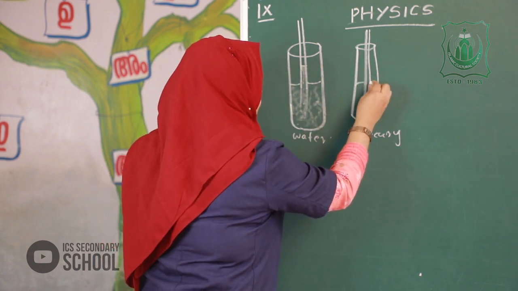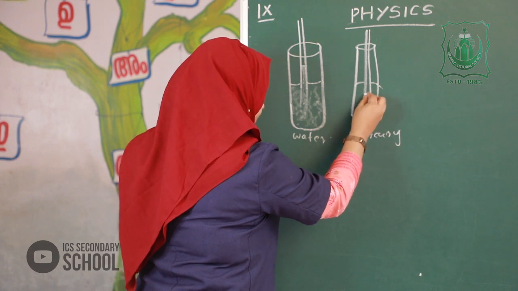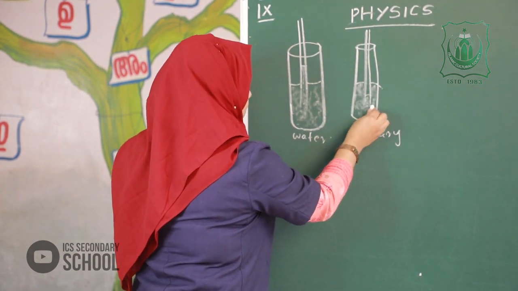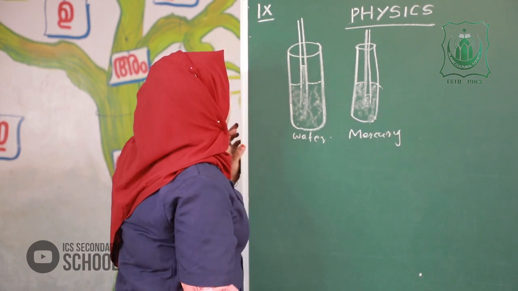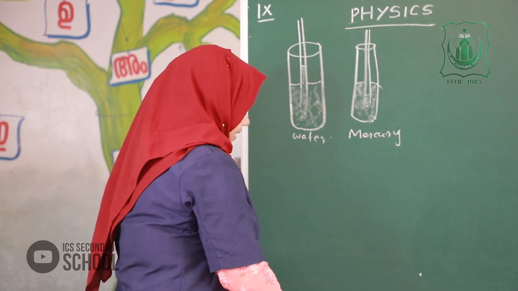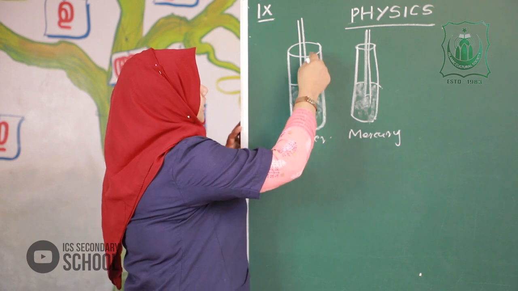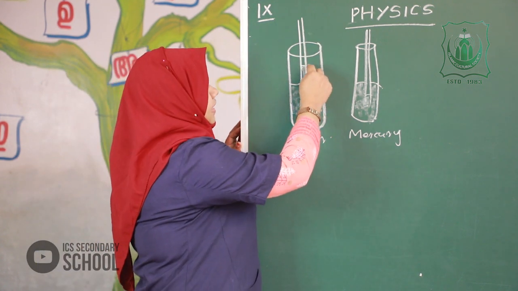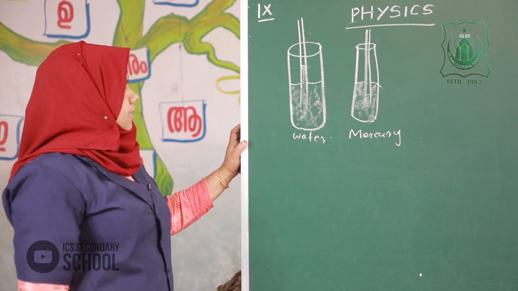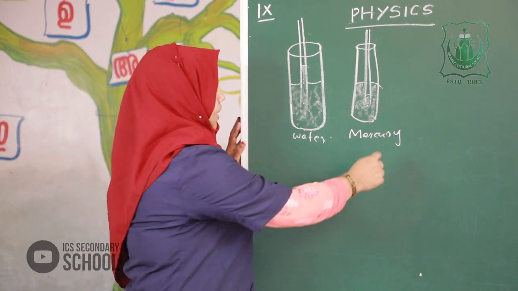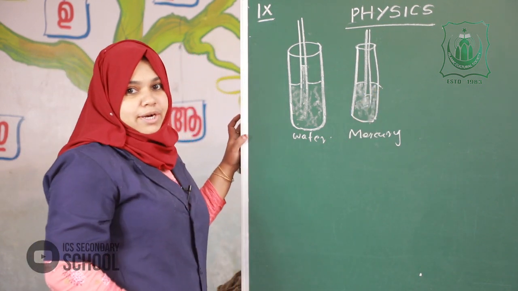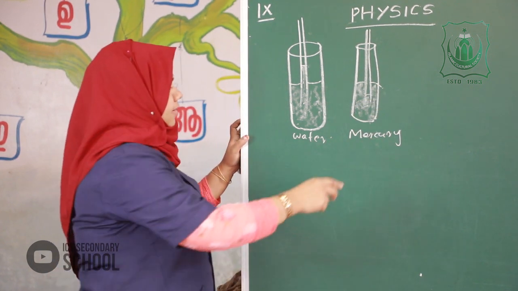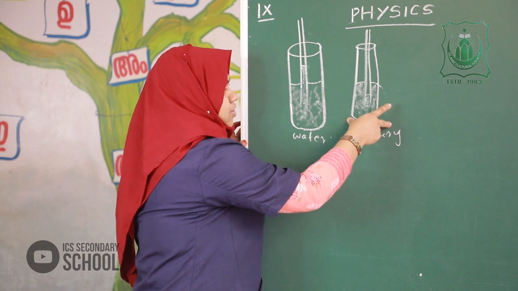Then this mercury. What do you observe? Does the water rise? Yes, the water level rises through the capillary tube. Does the mercury rise? No, mercury does not rise. Mercury is depressed. So here the depression process occurs.